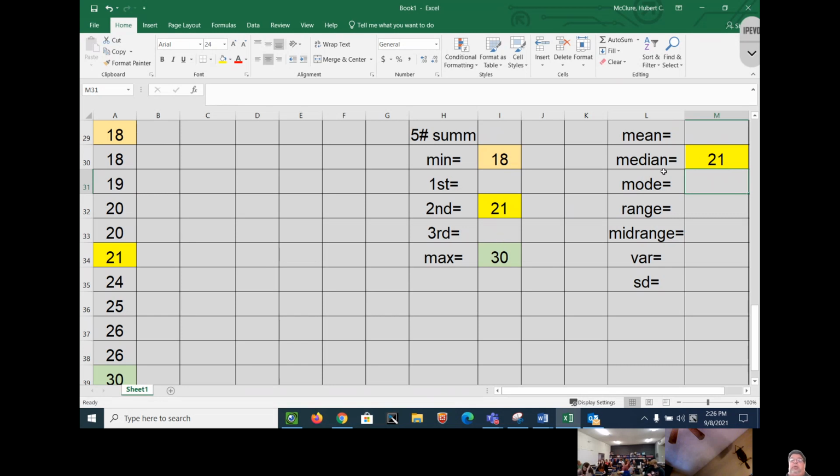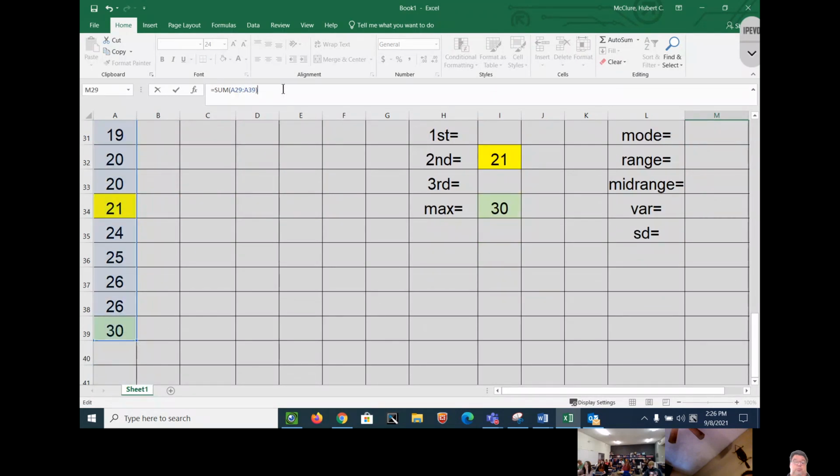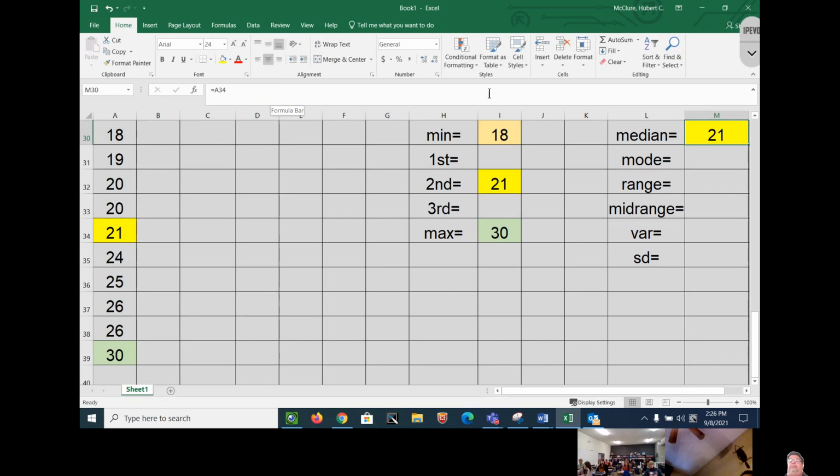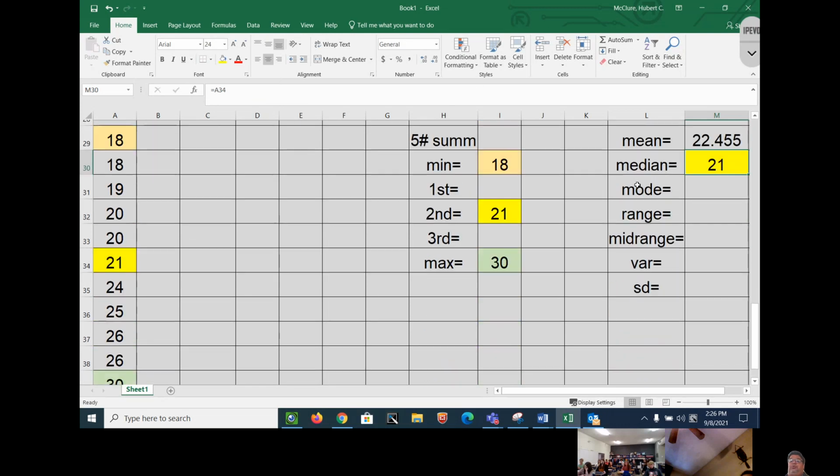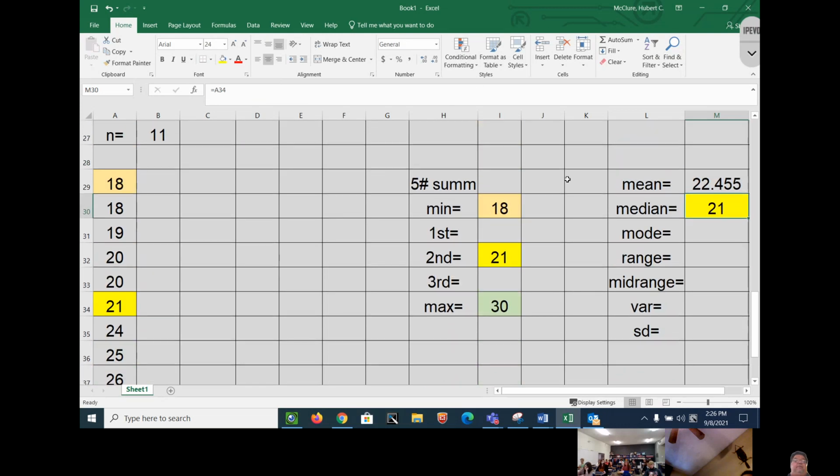The median is the second quartile. And let's go ahead and find the mean. I'm going to add up all these numbers and divide by 11. What'd y'all get? I got 22.455. Thumbs up? Yeah. Good.